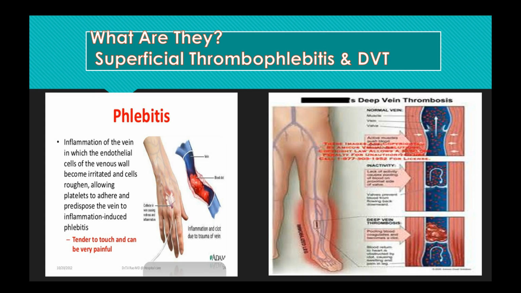It's typically tender to touch, can be very painful, and it can be a little warm. Remember that you want to keep an eye on it, maybe draw around it with an indelible marker, to make sure the infection doesn't spread. Also, you might want to put on a warm compress and elevate. The deep vein thrombosis over on this side is a little different. This is in a deep vein, the calf or the upper leg here, and it's causing some circulation problems.